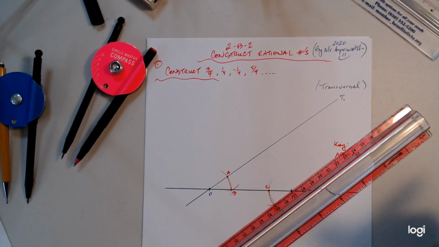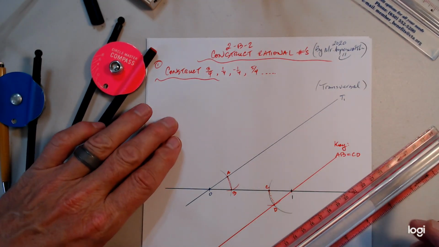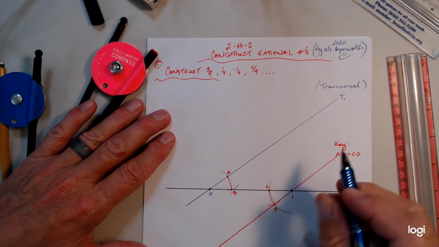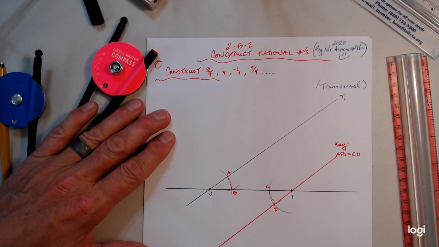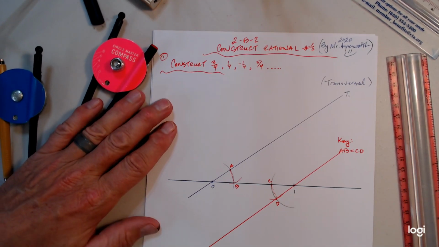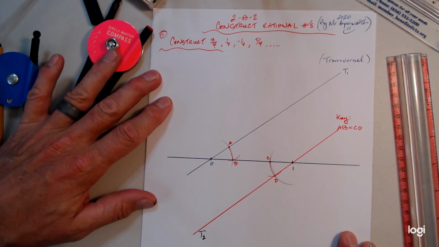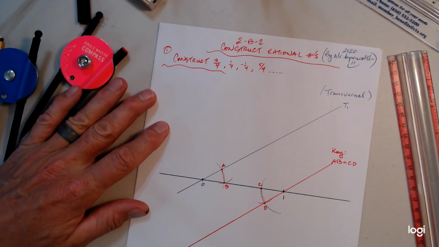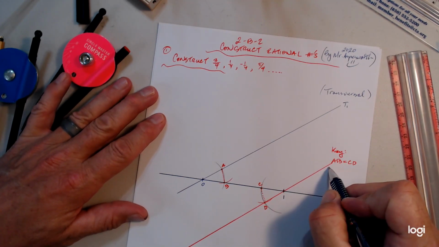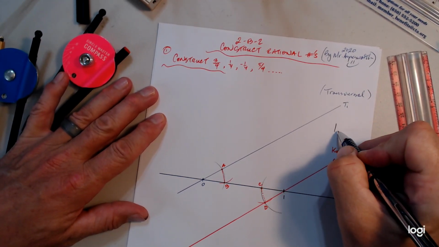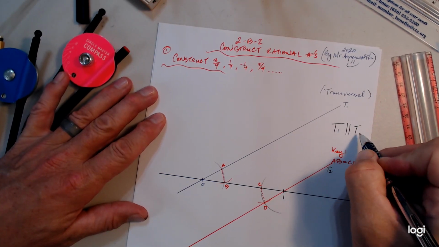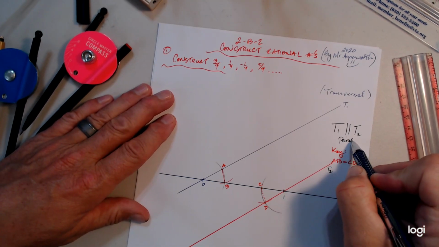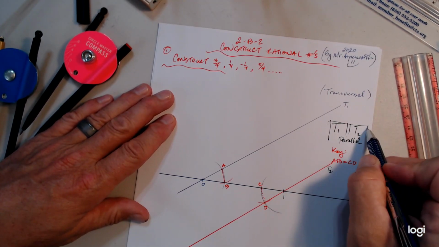Okay, so we have two lines, and notice they are parallel. So we're going to call this one T2. So we have two lines that are parallel. So T1 and T2, and T1 is parallel to T2. These are just symbols in geometry. The symbol means parallel. So that's key number 2.